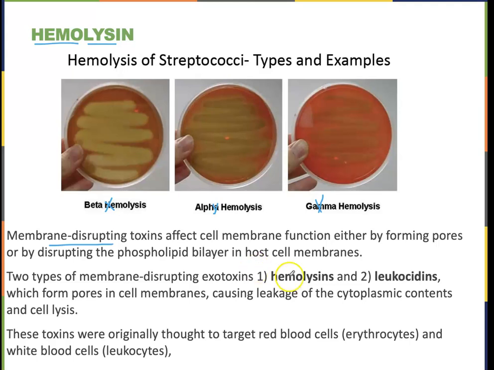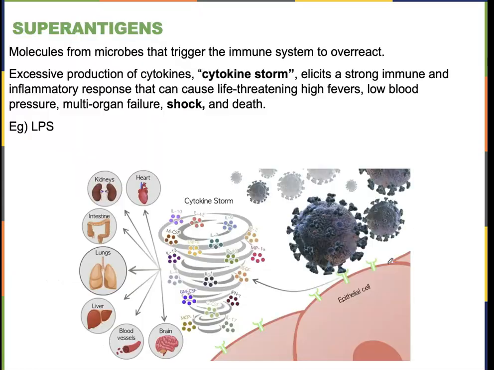Okay, so hemolysin is going to disrupt red blood cell plasma membranes, and leukocidins, as you would guess, affect leukocytes, white blood cell plasma membranes. And now the superantigen, which we talked about before: molecules from microbes that trigger the immune system to overreact, uncontrolled. LPS was our one example of a superantigen. And excessive production of cytokines. Yeah, we make a cytokine storm.